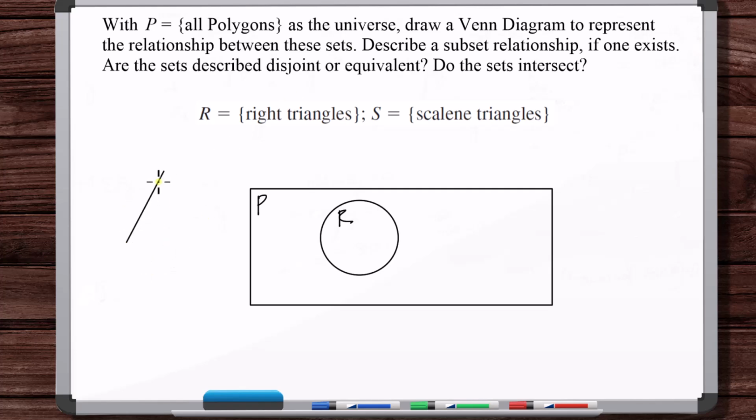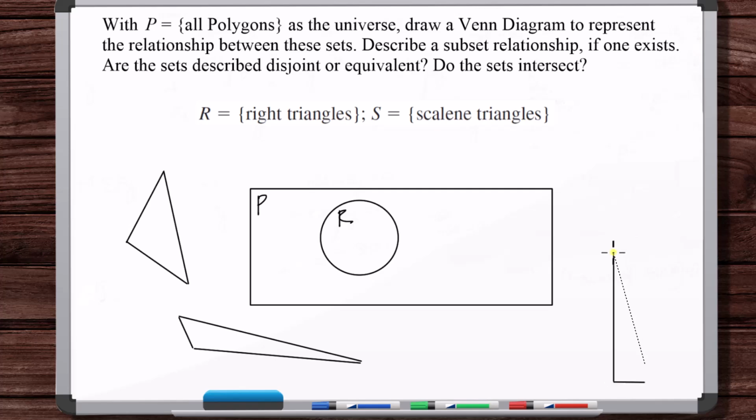So the first thing we can think about is that you could have a scalene triangle that isn't a right triangle. Let me try and exaggerate this. There's a scalene triangle that's not a right triangle. But in regards to right triangles, you could have a scalene right triangle. You could also have an isosceles right triangle with two side lengths being the same length. So there are going to be some right triangles that are scalene as well. But not all scalene triangles are going to be right triangles.